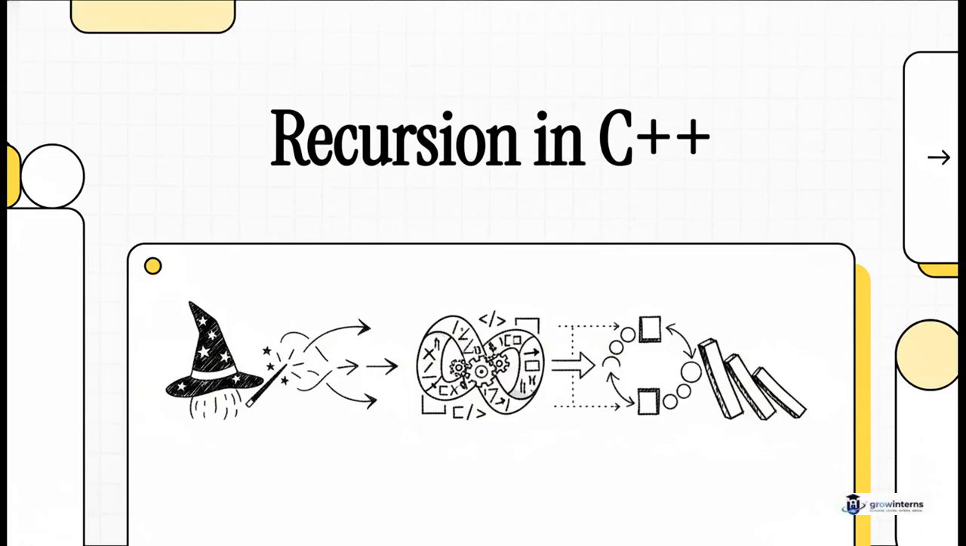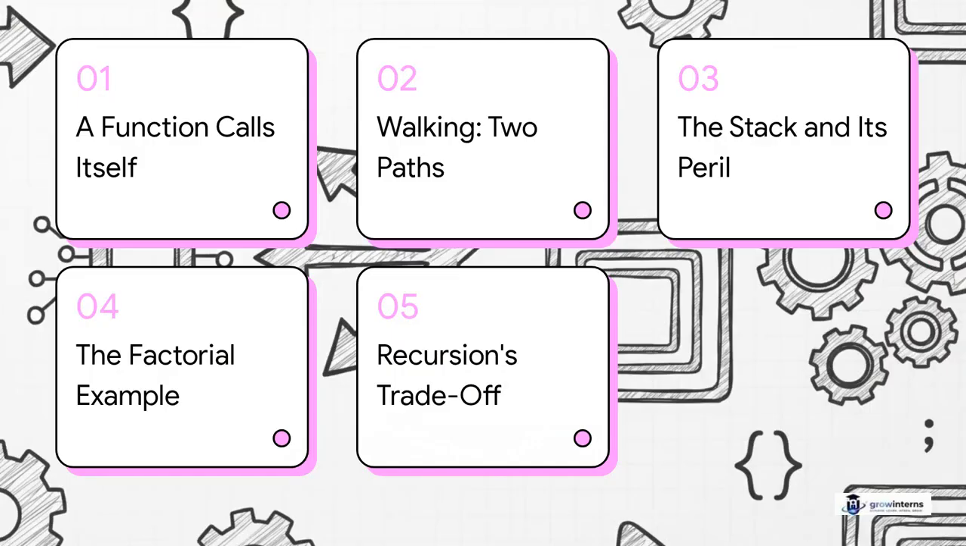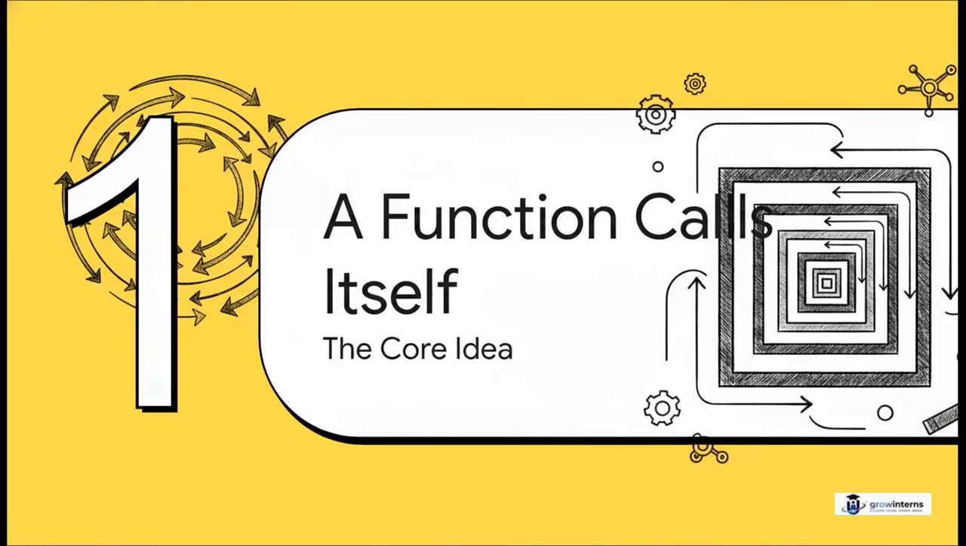Today, we're jumping into a concept that can kind of feel like magic at first, but trust me, it's one of the most powerful tools you can have in your programming arsenal: recursion. So here's how we're going to break it down. We'll start with what recursion even is. Then we'll look at a simple walking example to see it in action. After that, we'll get into the nitty-gritty of the call stack and its dangers. We'll also tackle a classic math problem with it and wrap up by talking about when you should, and maybe shouldn't, use recursion.